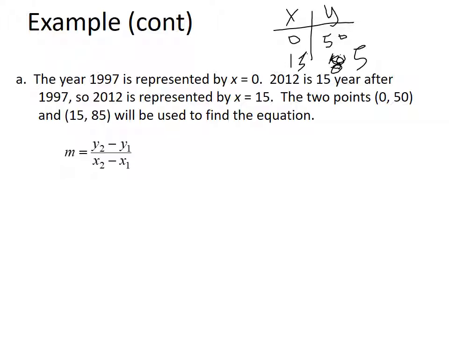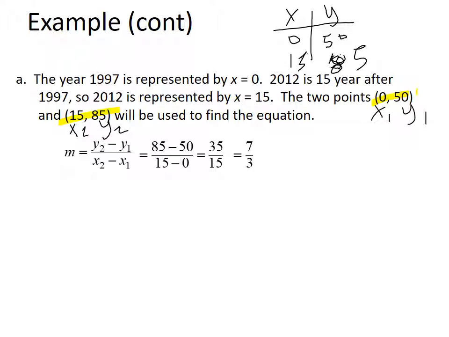But what you can see now is that with my table and my points, I have 2 points. Because I have 2 points, I can find my slope and then do point slope form, right? So I would label my x1, y1, x2, and y2, and then I'm going to plug them in. So I have 85 minus 50 over 15 minus 0. Plug in, simplify. So 35 over 15 is going to reduce to 7 over 3. So 7 over 3 is now my slope.